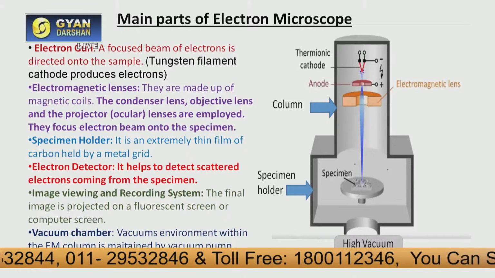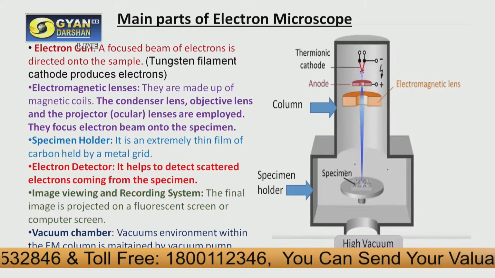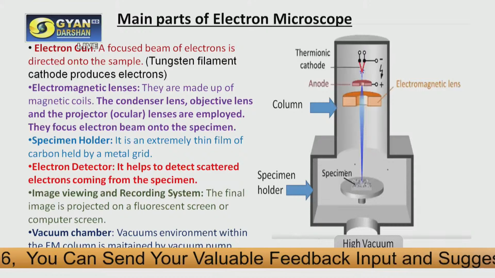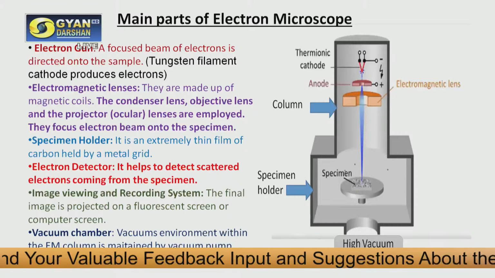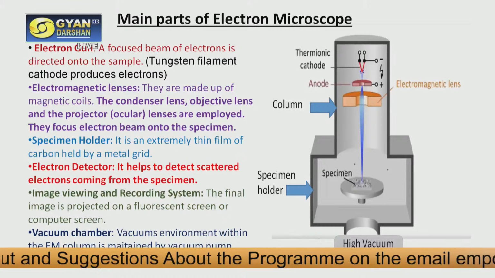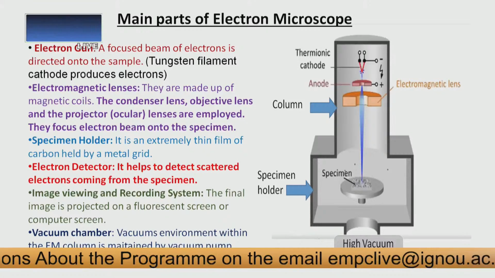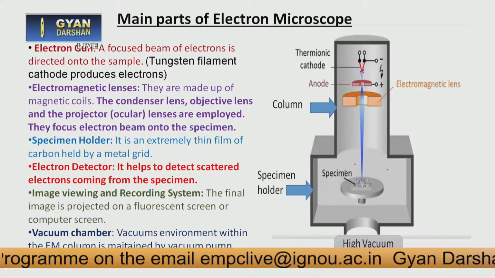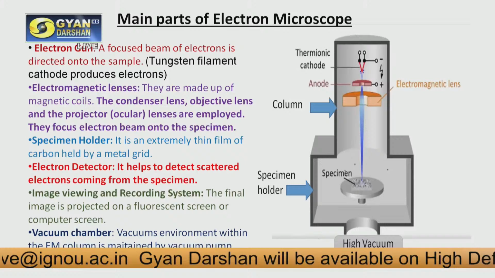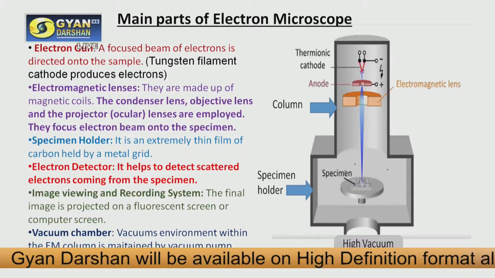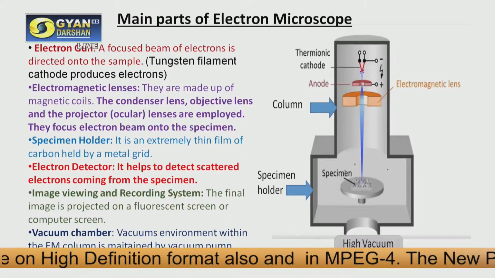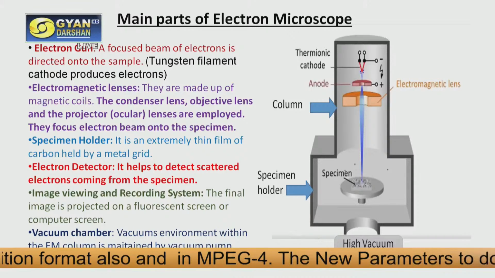The electrons are accelerated with the help of the anode, and in that cylindrical column, a beam of electrons is produced. The electromagnetic lenses are arranged in parallel to focus and maintain the electron beam onto the sample. So we have the electron gun, the electromagnetic lens, and then the specimen holder. The specimen holder is the holder on which we keep the sample in electron microscopy.